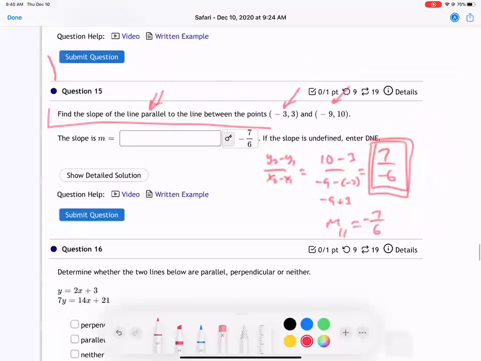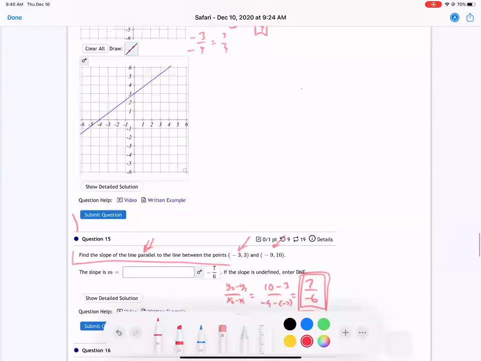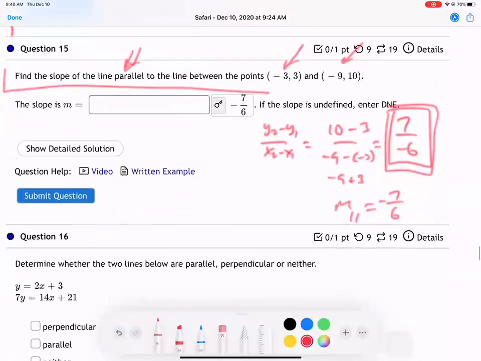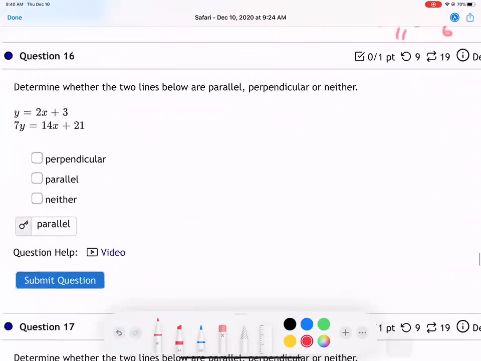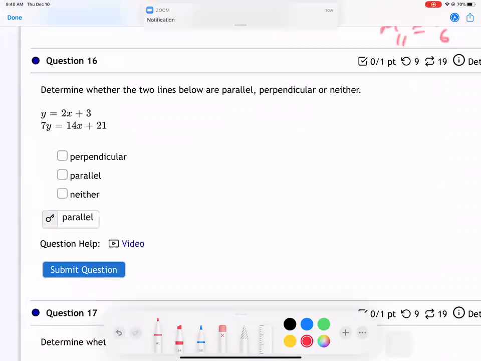So if you notice how much work I'm showing, I do expect you guys to be able to show this work on the test. Okay, show this work on the test. This next question is an application question of parallel lines and perpendicular lines. The question here is, are these lines parallel, perpendicular, or neither?